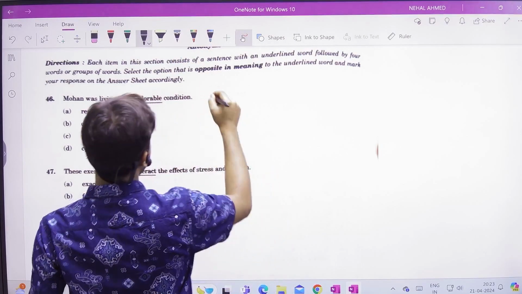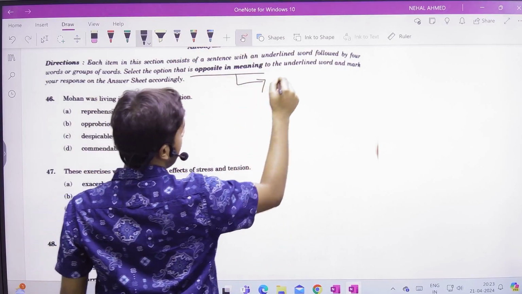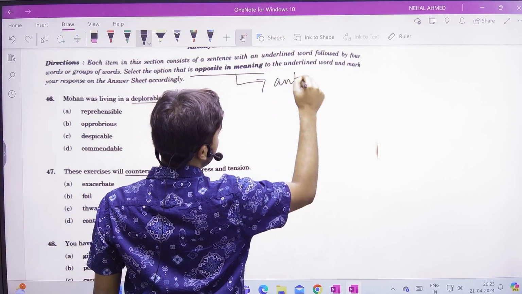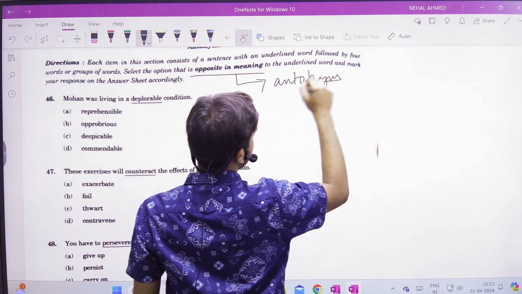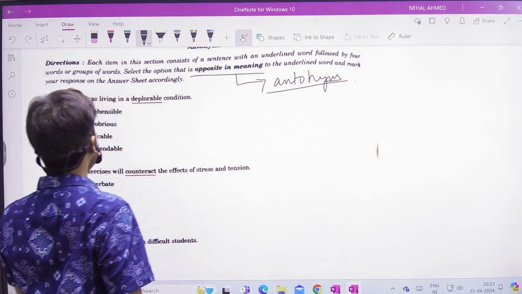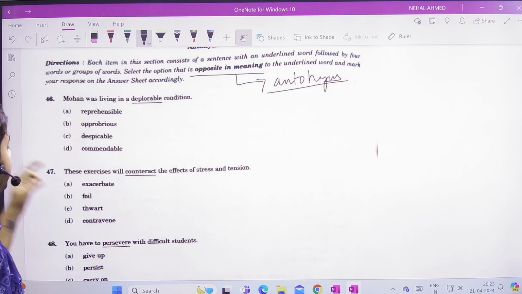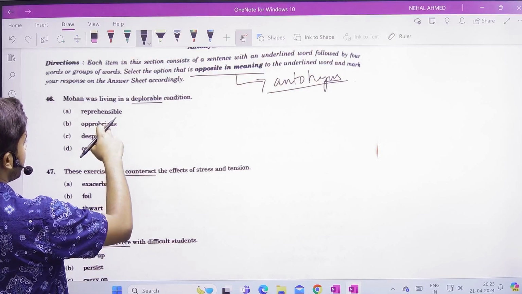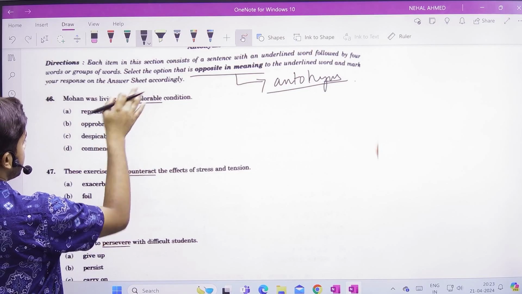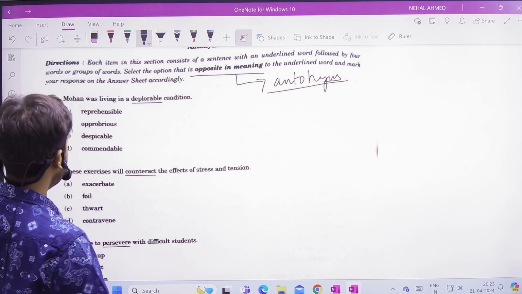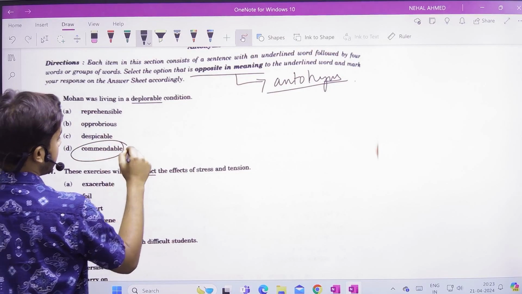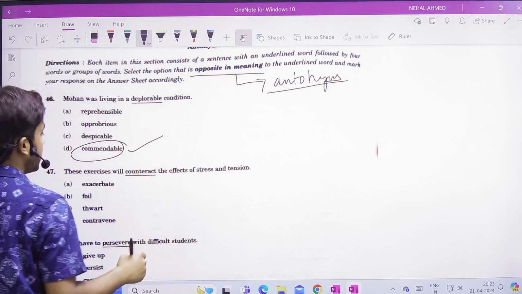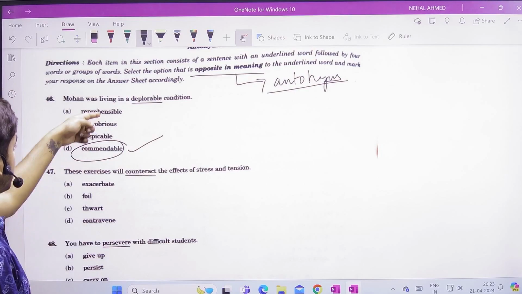Here we have been asked to take out the opposite of the meaning, which basically tells us that these are questions on antonyms, right? The first one is: Mohan was living in a deplorable condition. Deplorable is something very similar to reprehensible, opprobrious, and despicable. So we're going to go with the word commendable, which is very nice, something which is praiseworthy. So this is going to be the right opposite to deplorable.